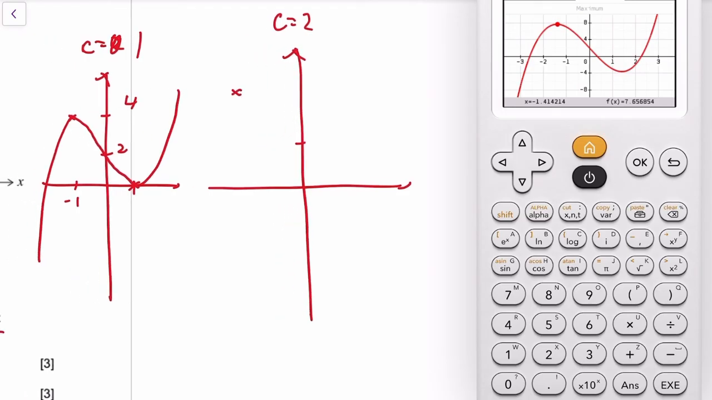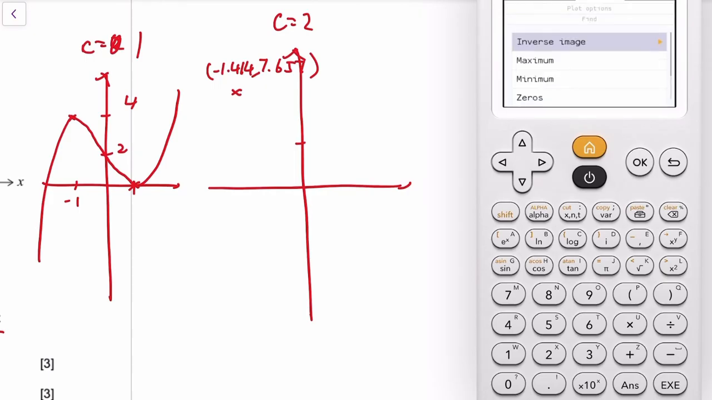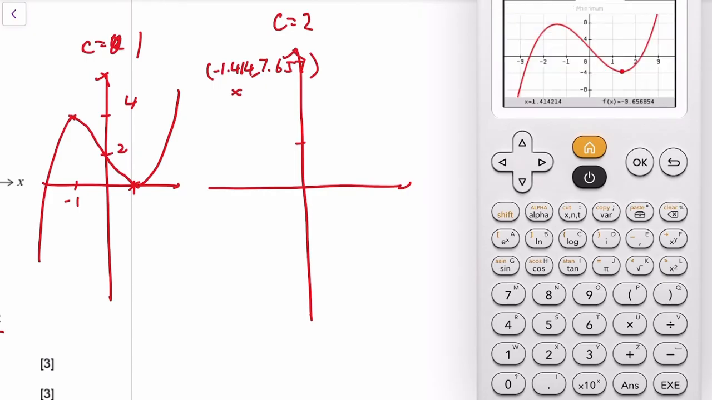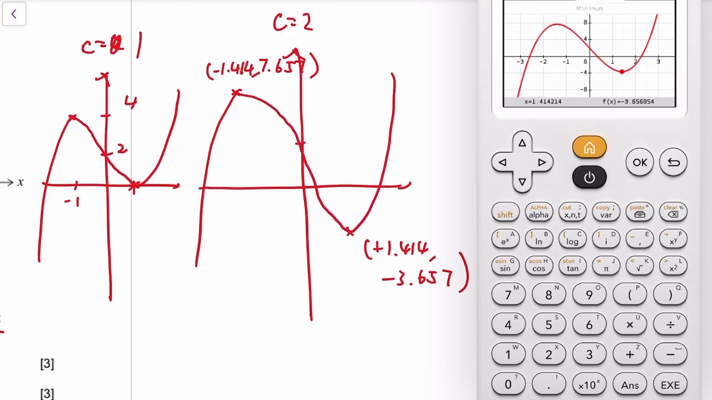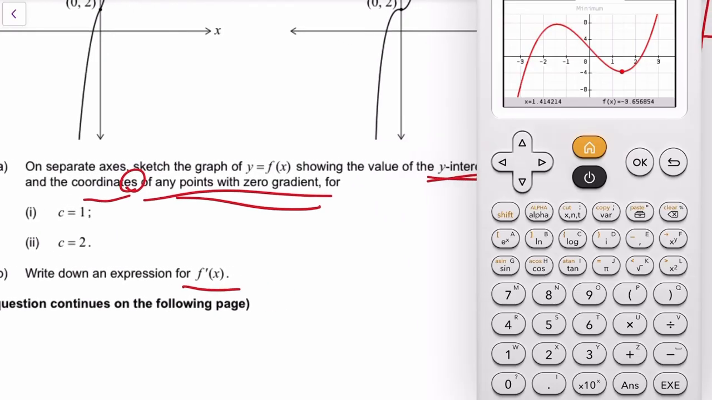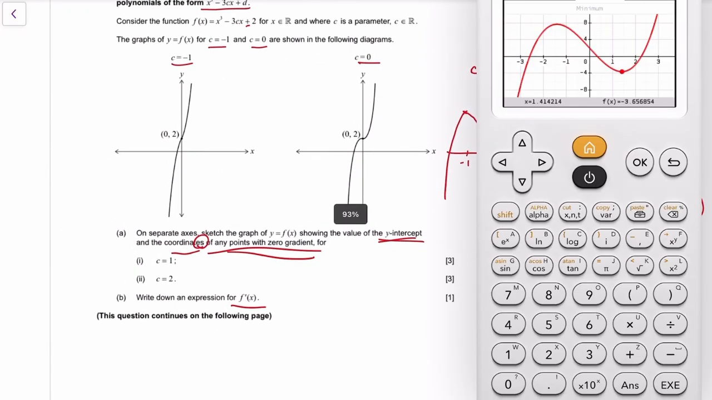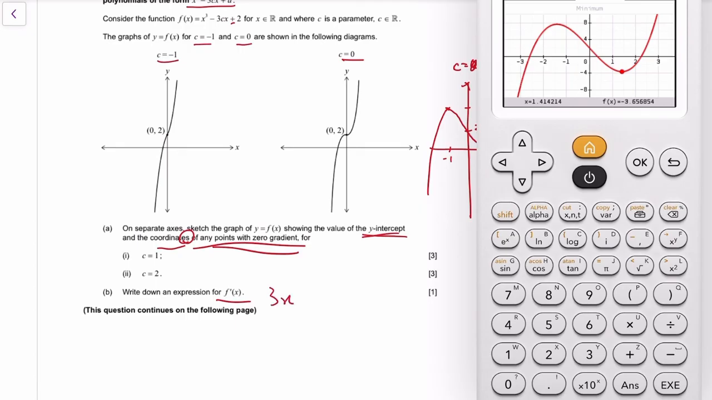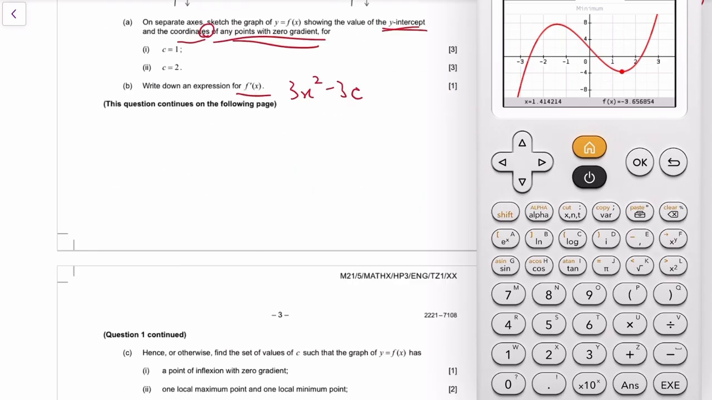So it's here, with x negative 1.414, y 7.657, while the minimum is at x positive 1.414, y negative 3.657. The y-intercept is obviously still 2. Do I need to give the x-intercept? Probably not. Give an expression of the derivative. So that's 3x squared minus 3c.